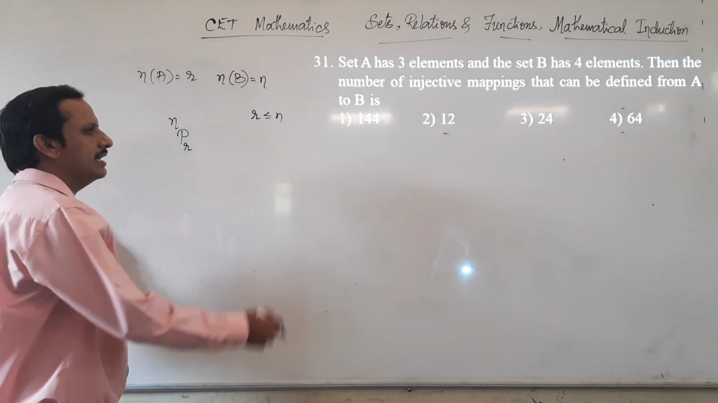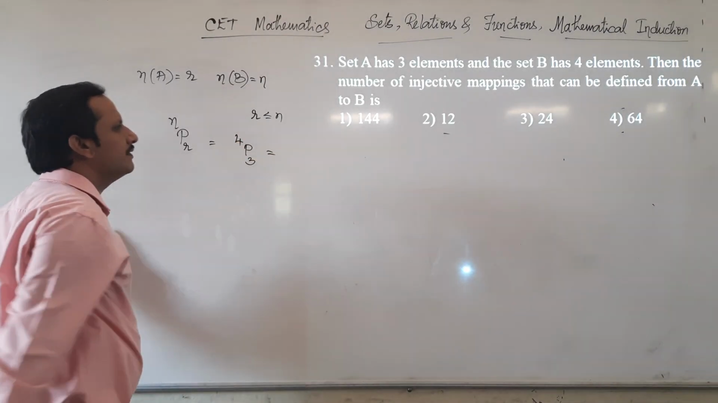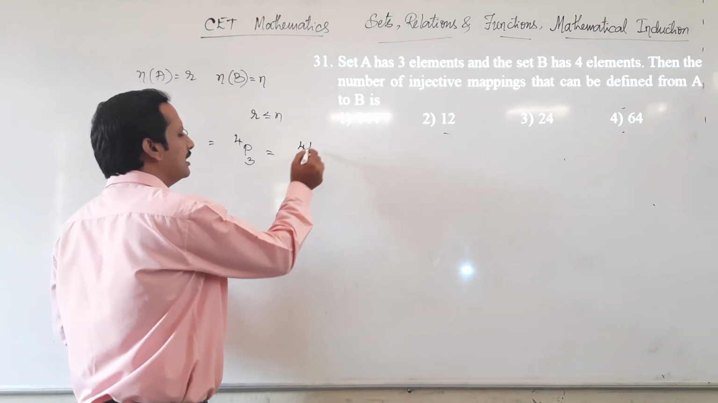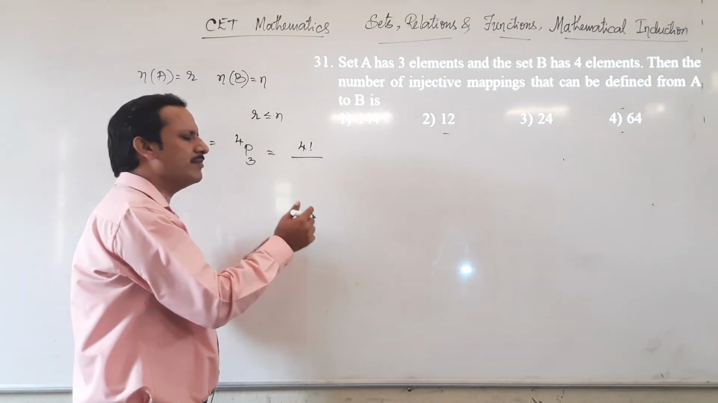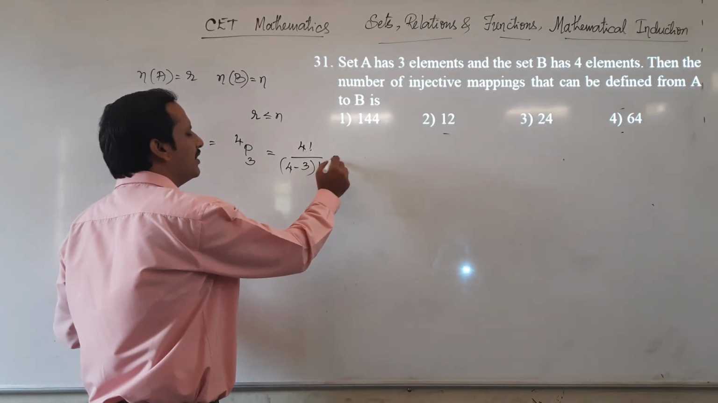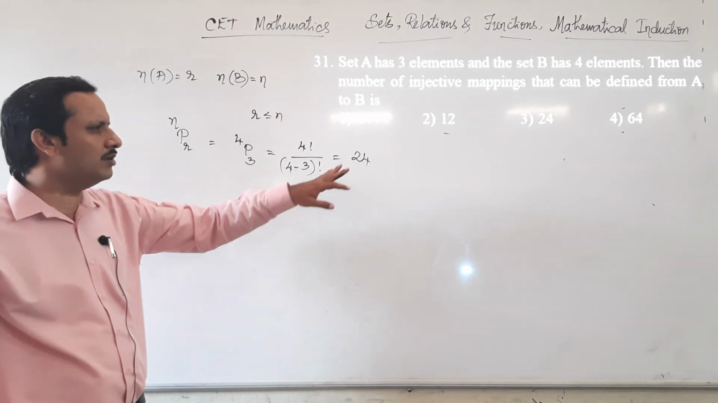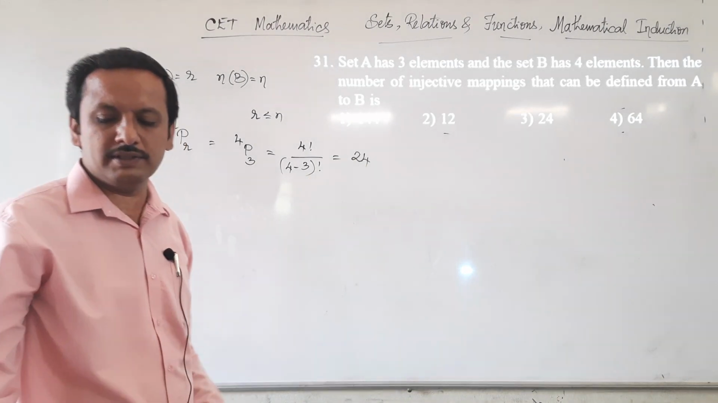So the formula is nPr, remember this formula. So the answer is 4P3. That's equal to 4 factorial divided by (4 minus 3) factorial, which is 1 factorial. So the answer is 4 factorial by 1 factorial, which is equal to 24. Third option.